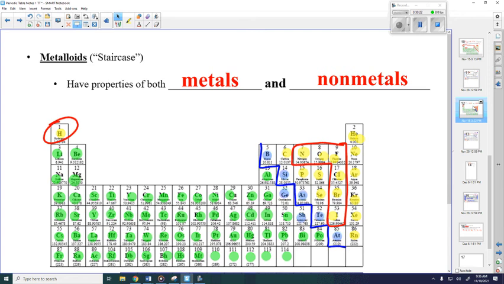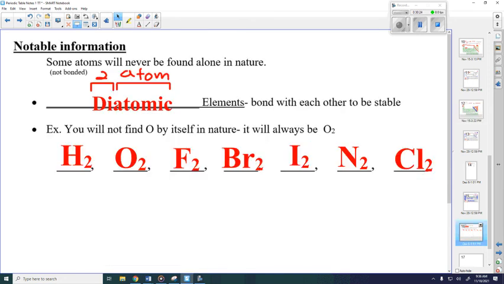And here's the other way that requires less intelligence, and here's how I remember it. Hofbrinkel. Hydrogen, oxygen, fluorine, bromine, iodine, nitrogen, chlorine. Hofbrinkel.